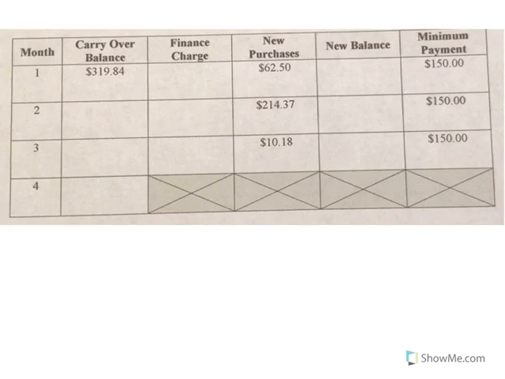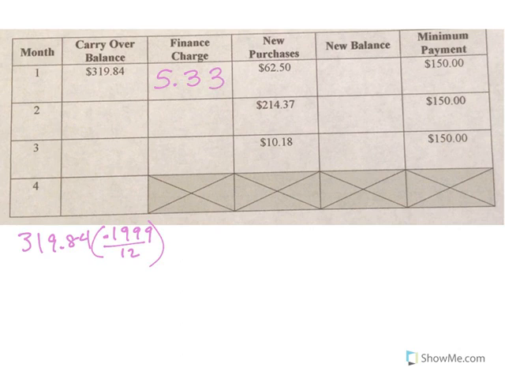Okay, so let's come back. Let's look at this. We have a carryover balance to start here of $319.84. So we multiply that by our APR, 0.1999, right, 19.99%, divide by 12. That gives me a finance charge of $5.33. In month one, the new purchases are $62.50. So if I add the carryover balance plus the finance charge plus the new purchases, those together give me my new balance of $387.67.